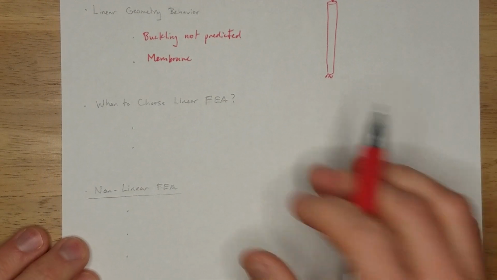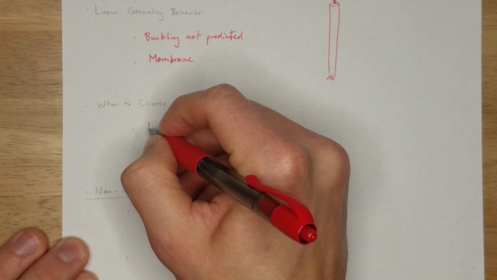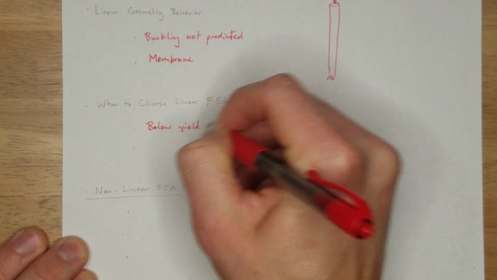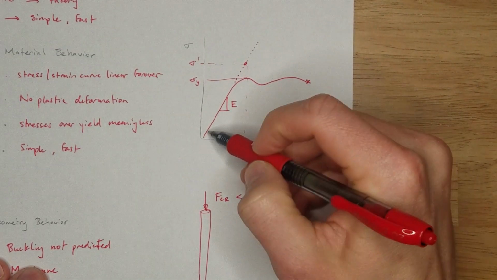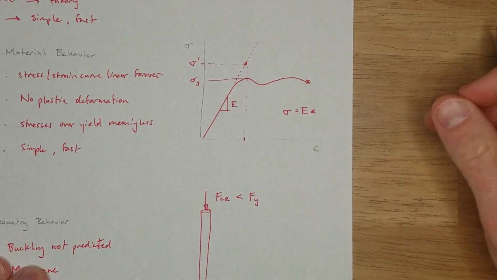So then why would we ever choose linear? Well, if the machine component that we're going to be looking at remains below our yield stress, this is the way to go. If we're going to stay in this region here, and we're just going to go up and down the linear elastic portion of our curve, linear FEA all day long.